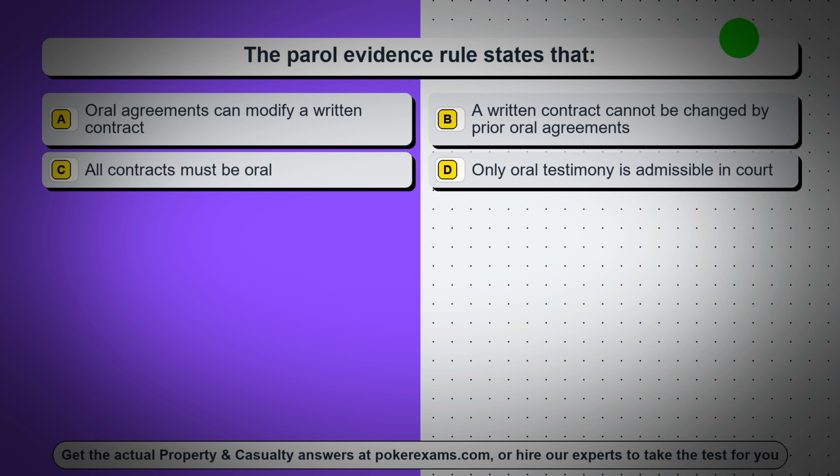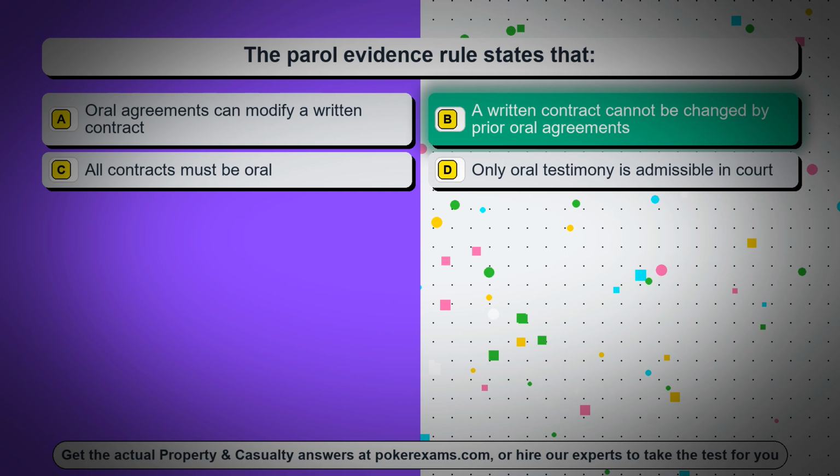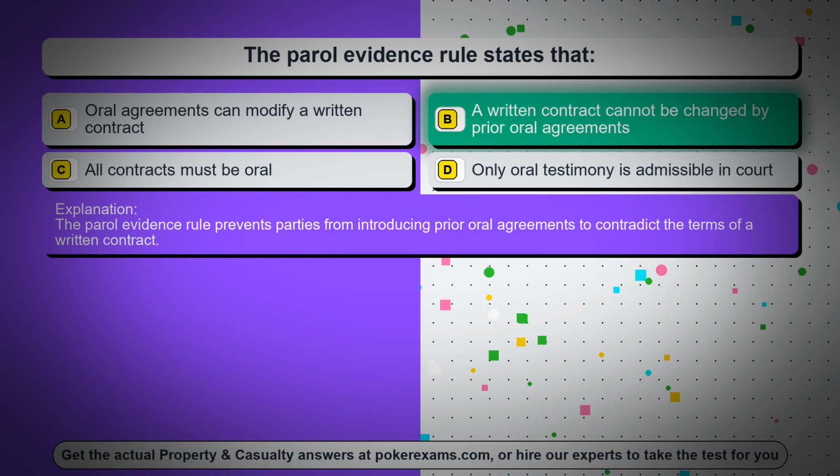Question 79. The parol evidence rule states that option A, oral agreements can modify a written contract. Option B, a written contract cannot be changed by prior oral agreements. Option C, all contracts must be oral. Option D, only oral testimony is admissible in court. The correct answer is option B, a written contract cannot be changed by prior oral agreements. The parol evidence rule prevents parties from introducing prior oral agreements to contradict the terms of a written contract.